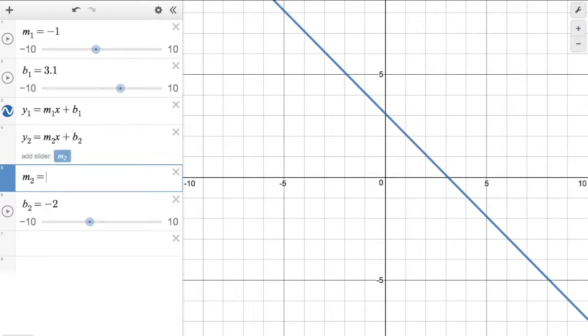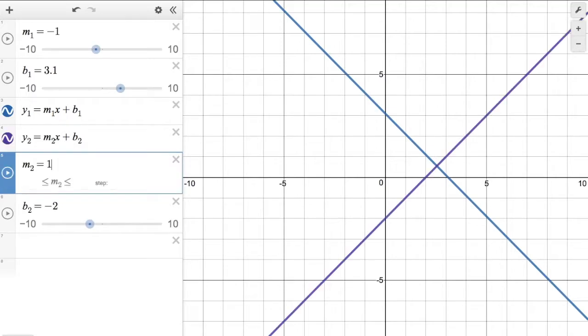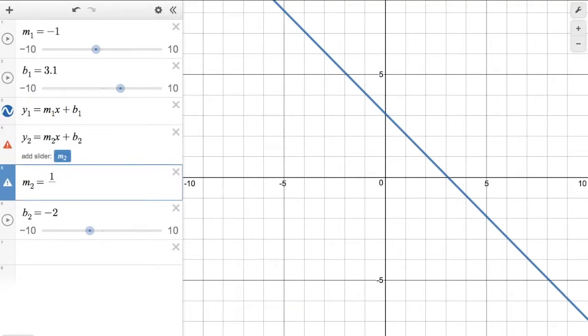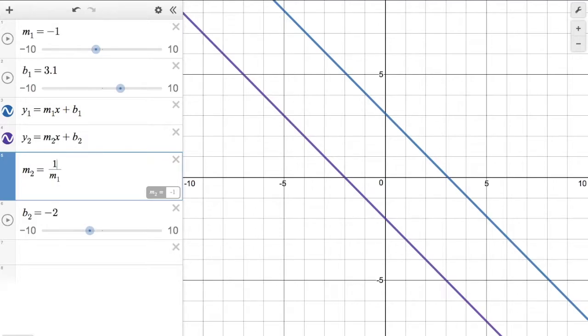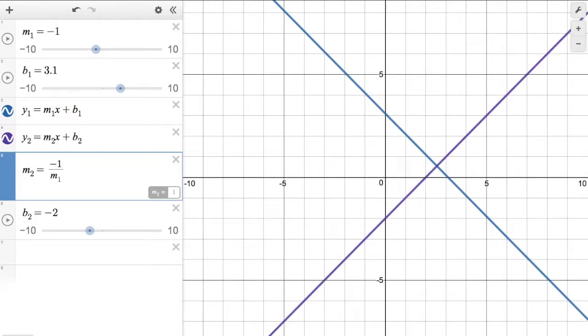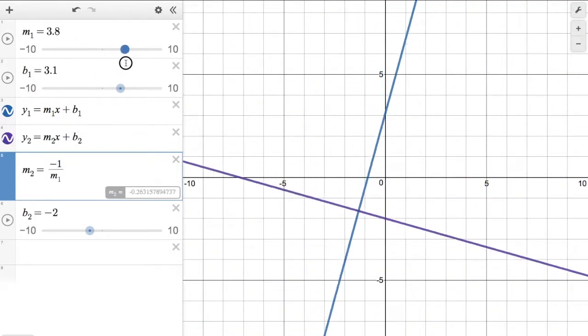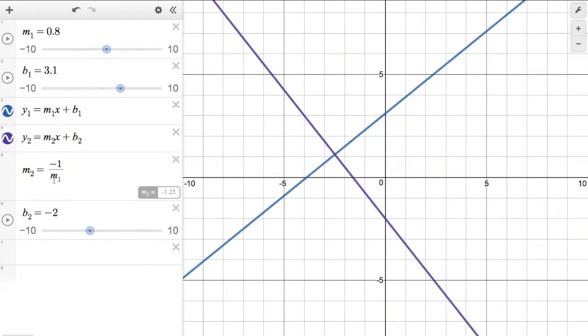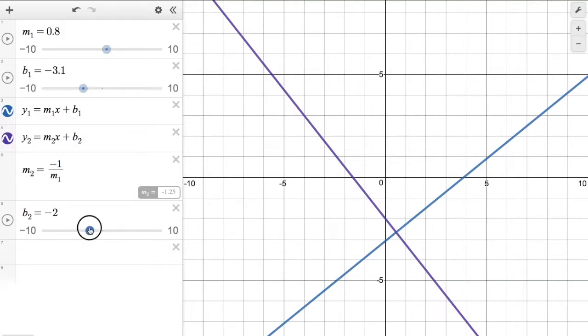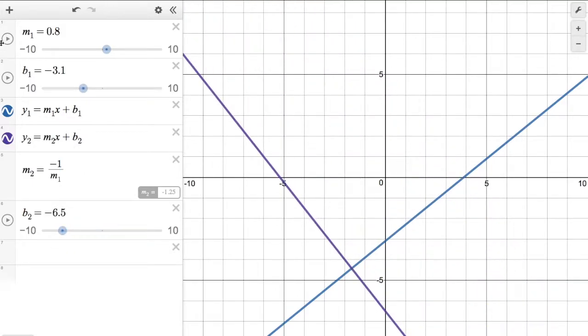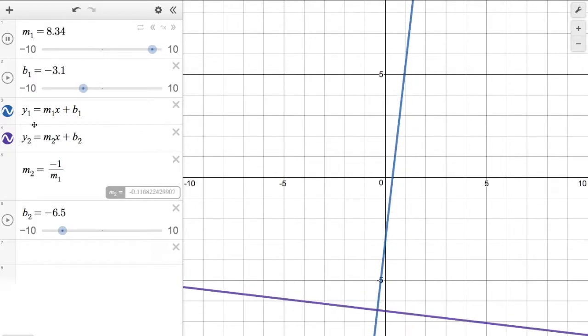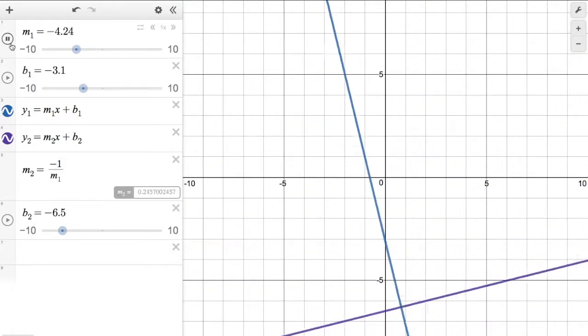Actually, I'd like to calculate m2 to be 1 divided by m1. That would make them reciprocals. Oh, and let's make them negative by adding a negative here. All of a sudden, if you let m2 be a calculation of m1, then they will be perpendicular to each other. Always perpendicular, because they're always opposite reciprocals. You can change the b value, you can change the other b value, but it's always going to be perpendicular.